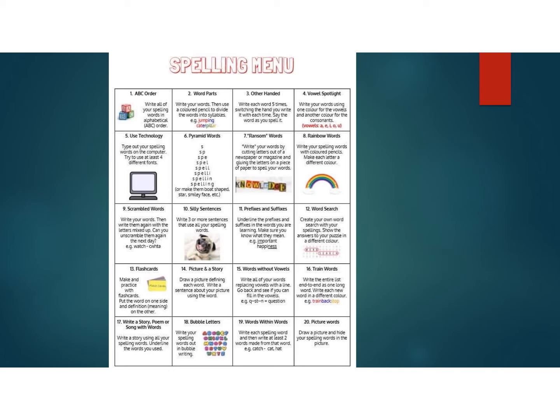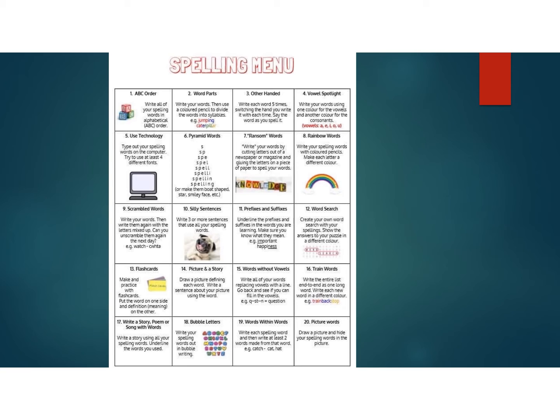The next task is prefixes and suffixes. So for this, you would underline any of the prefixes and suffixes in the words that you're learning. So for example, the im in impossible would be underlined, or in happiness, the ness would be underlined as the suffix. The next task that you can do is the word search, where, as you've done before, you can create your own word search with your spelling words.